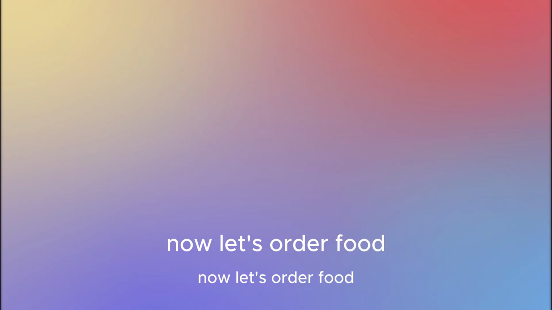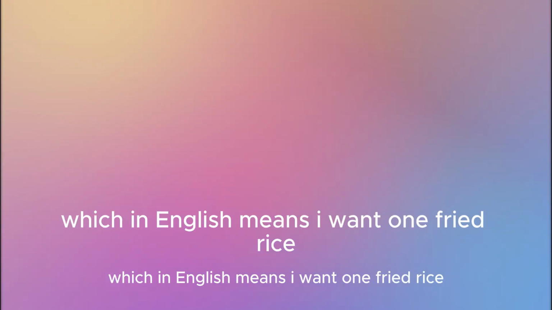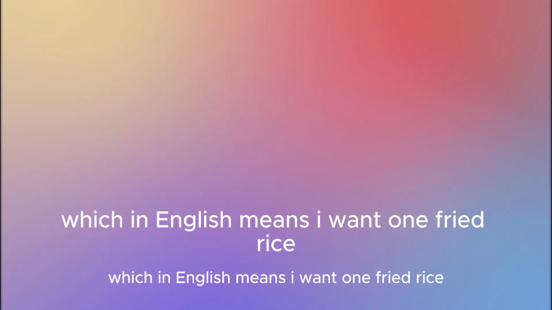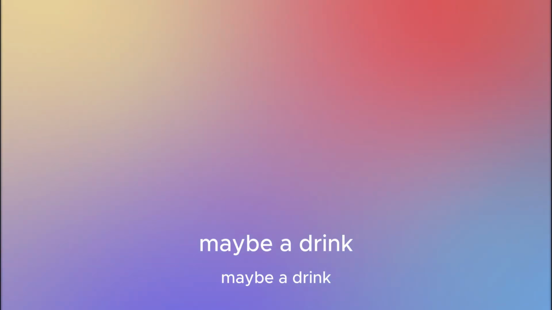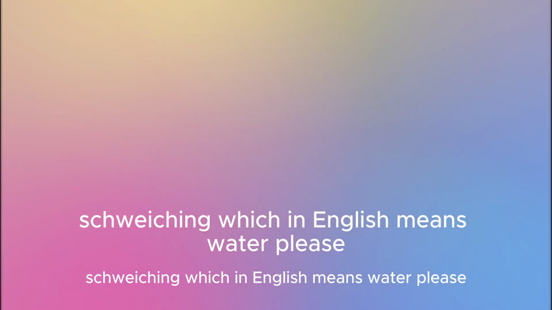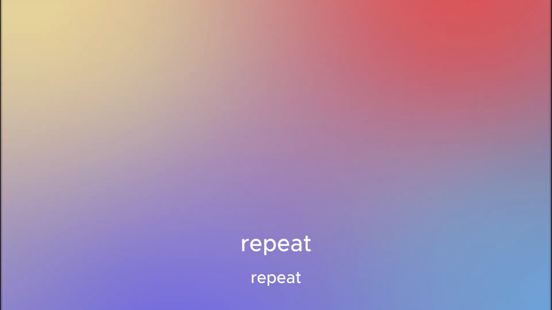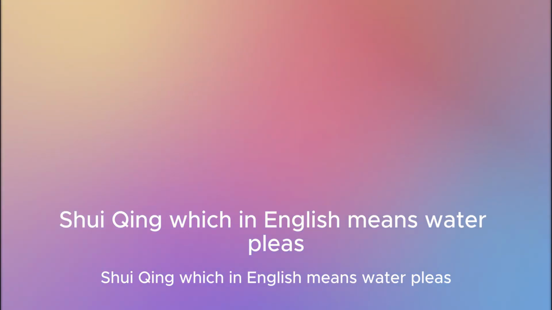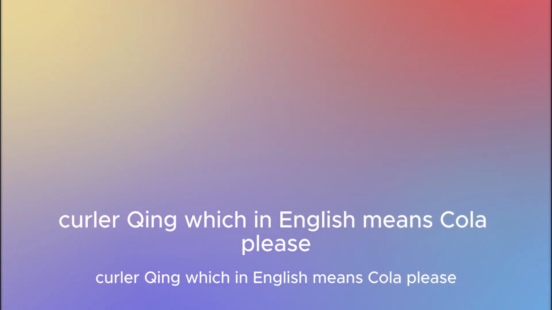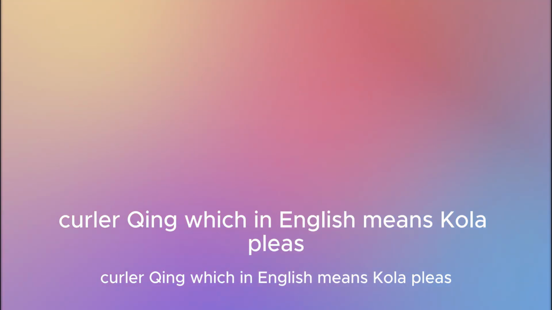Now let's order food. 我要一份炒饭, which in English means I want one fried rice. Repeat slowly. 我要一份炒饭, which in English means I want one fried rice. Maybe a drink. 水请, which in English means water please. Repeat. 水请, which in English means water please. Or 可乐请, which in English means cola please. Repeat. 可乐请, which in English means cola please.